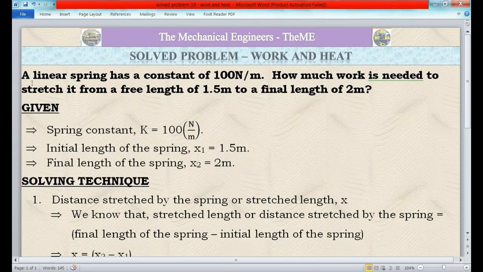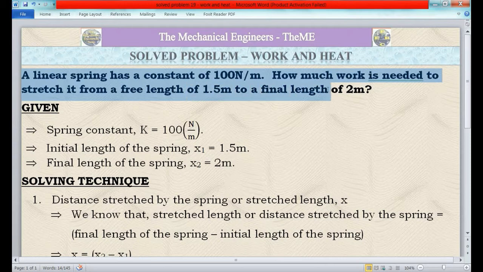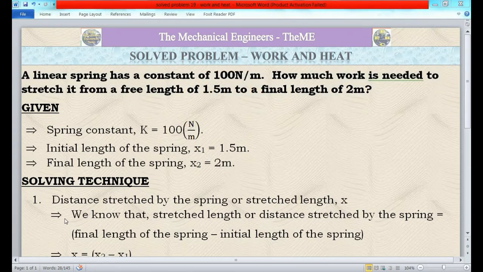So let's begin. First, I will read the question. A linear spring has a constant of 100 Newton per meter. How much work is needed to stretch it from a free length of 1.5 meter to a final length of 2 meter? Now I will analyze the question.